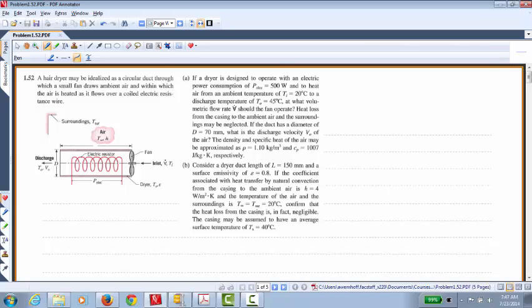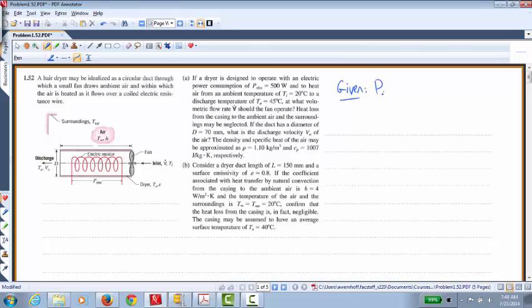So for part A in this problem, we're told that the power provided by the electric coil is 500 watts. The inlet temperature of the air is 20 degrees C. The discharge temperature or exit temperature is 45 degrees C. And so from this we need to determine what the volumetric flow rate V dot is. So we're going to start then by saying what is given.